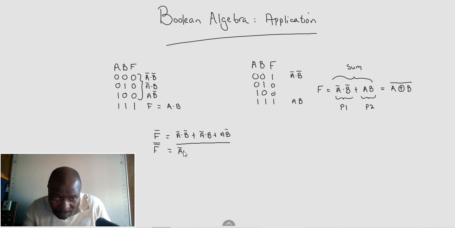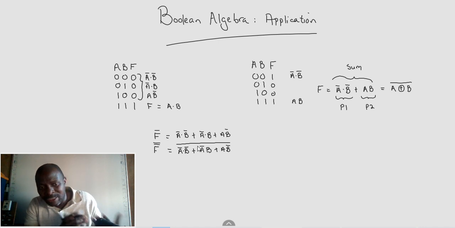That will be not A, not B, or not A, B, or A, not B. So what have I done? I have inverted the one side, I'm inverting the other side as well. Alright, what you do on one side of the equal sign, you do to the other.